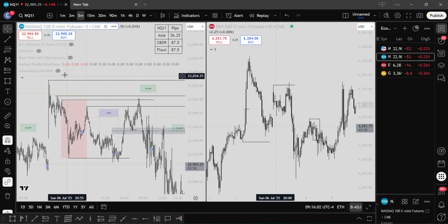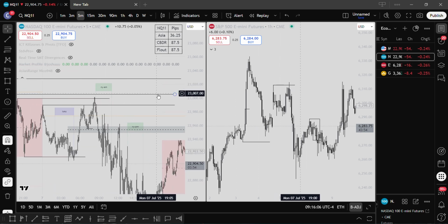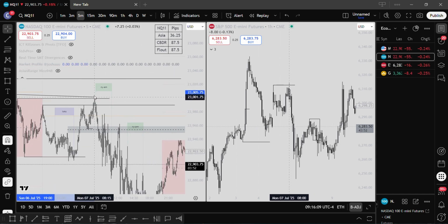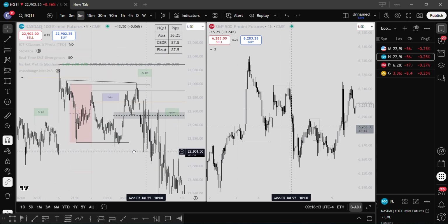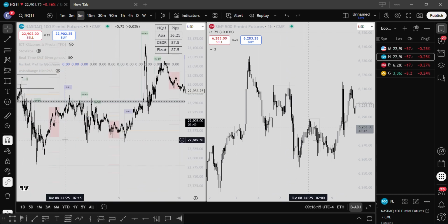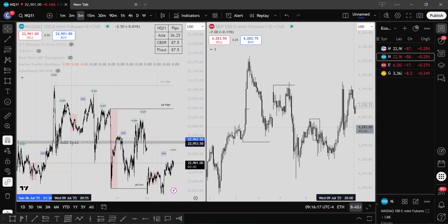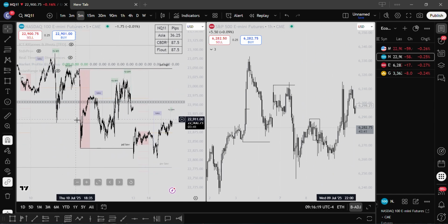Okay, so yeah, that's the time-based sessions. That's how it works. With SMT, you can short that. Yeah, we had SMT here. So with SMT, you can easily short that. Okay, what else is considered time-based liquidity? Previous days, previous day highs and lows.